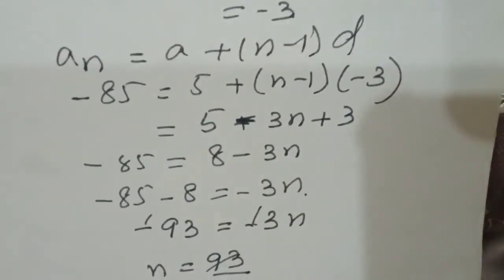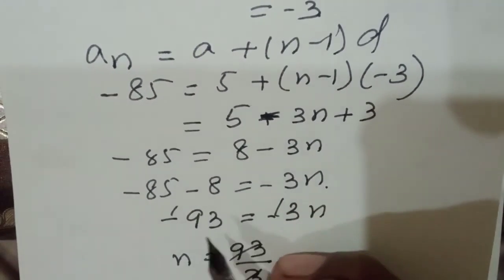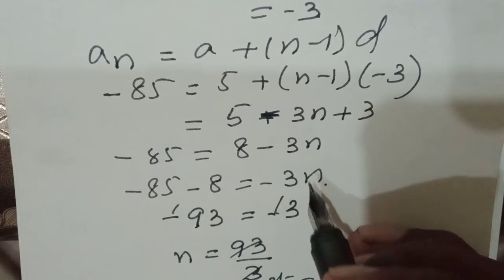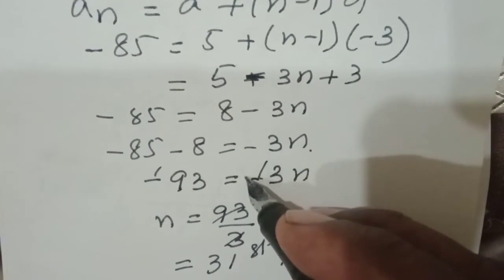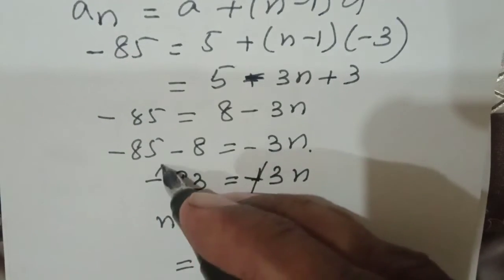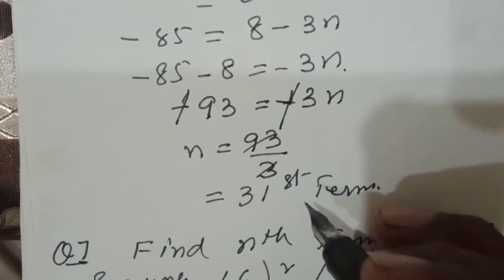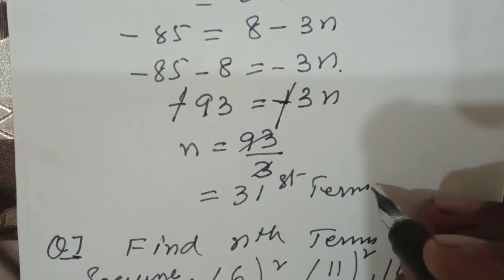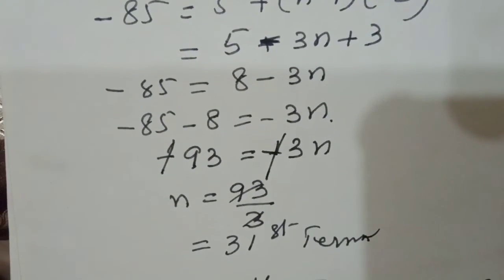Minus 3 multiplying, you will get minus 3n, and plus 3, and 5 plus 3 is 8. Now transferring to the left side, minus 85 minus 8 will give you minus 93, and this is your 3n. Now cancel the minus signs. Now dividing by 3, 93 upon 3, you have 31st term as your required term. So this minus 85 is the 31st term of this sequence.